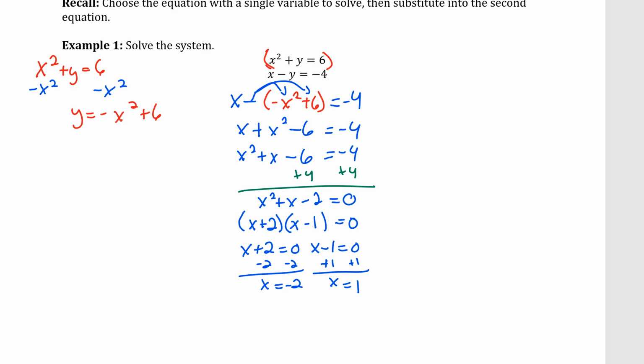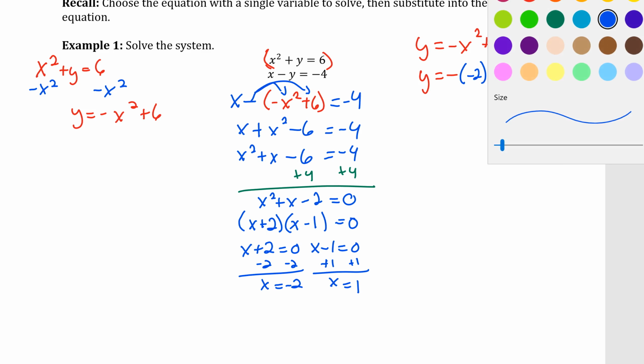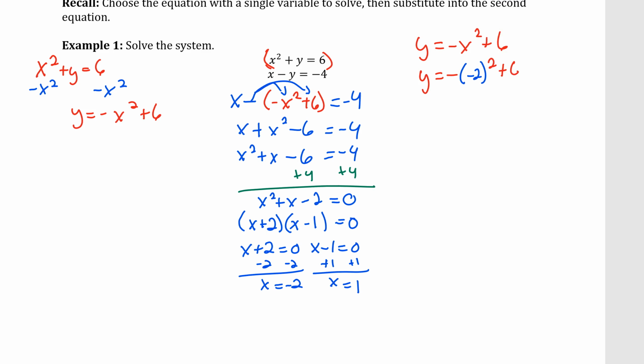So I have two possible values for x. What I have to do is plug both of these back into one of my equations. I'm actually going to use the one where I already have it solved. So I'm going to use y is equal to negative x squared plus 6. I'm going to start with x equaling negative 2. So y is equal to a negative. We have to be careful about some of this because of that square and the other signs. This square only squares this negative 2. Don't combine these two things. We've got to take care of the exponent first.